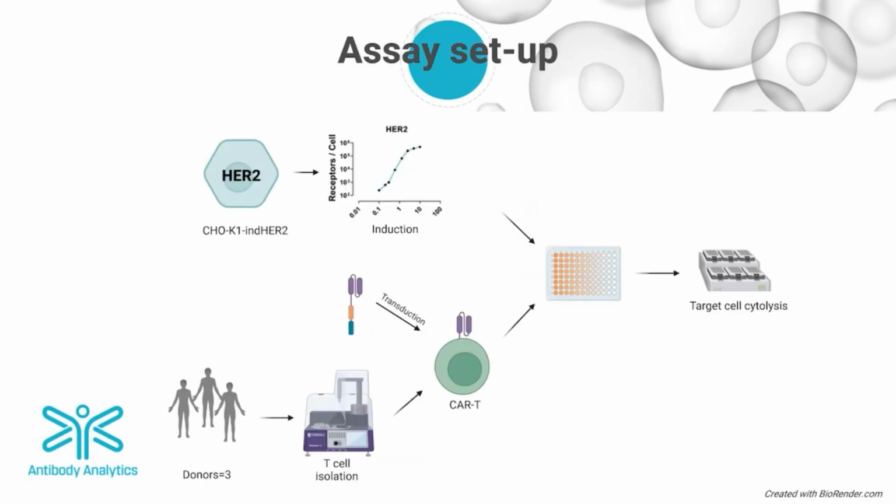We use these constructs in the following assay setup. Our target cell line was the CHOK1 inducible HER2 cell line, induced over a range of expression levels of HER2. And then we had T cells isolated from 3 donors into which we transduced the CAR constructs that I just showed you. The assay format was using the Acceligent system, so the readout was target cell cytolysis.